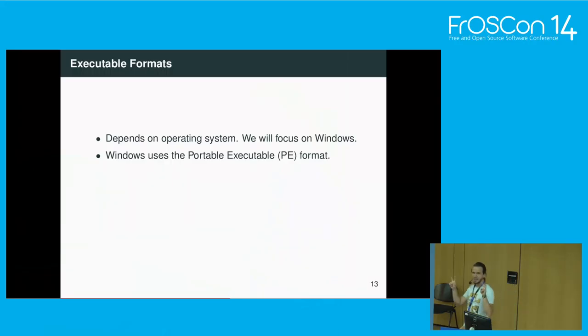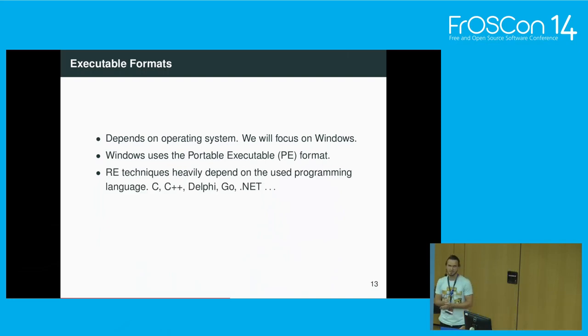And it uses the so-called portable executable format, or PE, which is obviously funny because Windows executables are not that portable. I mean, they are portable, but only from one Windows version to the next, which is already pretty amazing, but they are not portable to Linux, except for now there's Wine. This is probably nothing I have to explain a lot for this audience. But what techniques we use to do reverse engineering on these different executable formats is heavily dependent on how they were produced. Were they written in C? Were they written in C++? Were they written in Delphi? Were they written in Go and compiled to Windows with the Windows target? Were they written in .NET and so on?